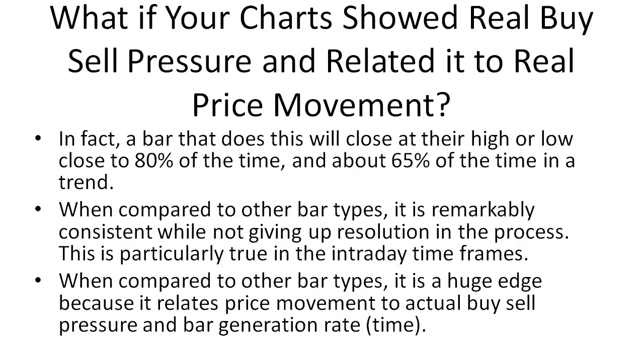So, in fact, a bar of this type will actually close at its higher low about 80% of the time and about 65% of the time in a trend. Like we said, closing at the directional extreme about 65% of the time. So when compared to other bar types, it's remarkably consistent, but it doesn't give up any resolution in the process. And this is particularly true in intraday time frames. Now, when compared to other bar types, it's a huge edge because it relates price movement to actual buy-sell pressure and the bar generation rate, the frequency at which the bars are being generated.